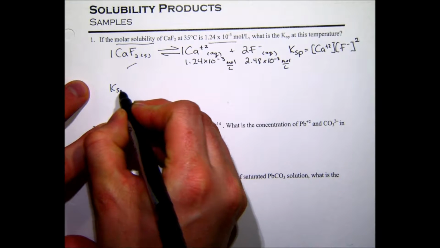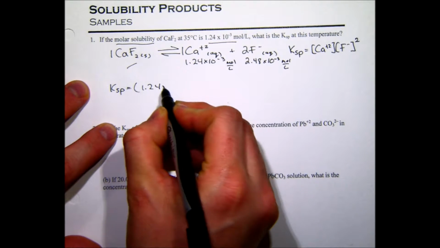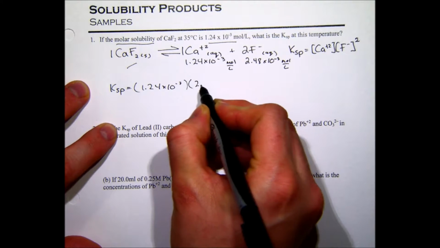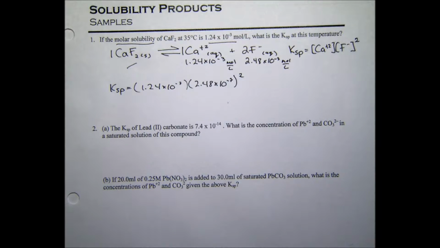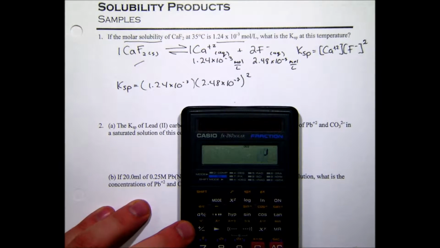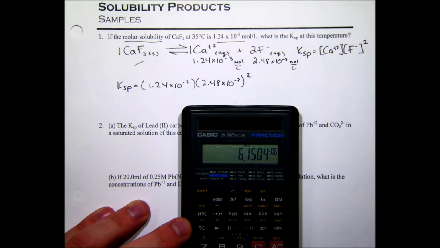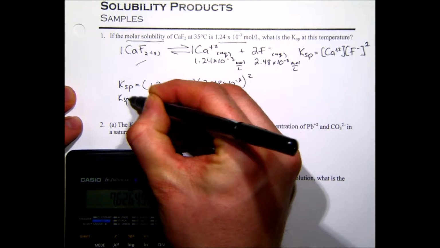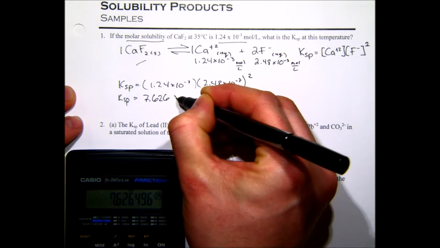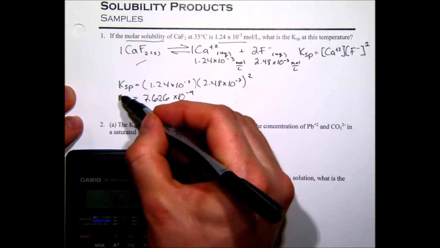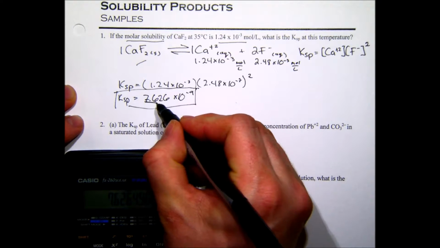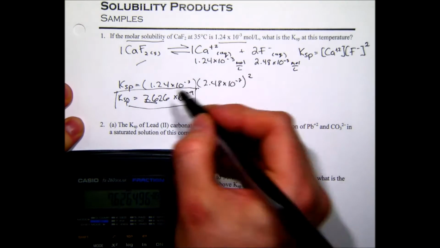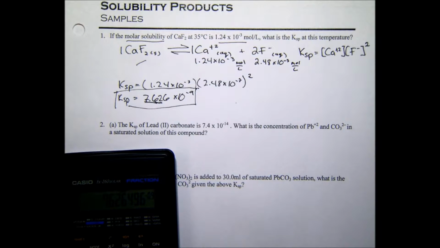So now we solve: 1.24 times 10 to the negative 3, times 2.48 times 10 to the negative 3, and we have to square it. So 2.48 times 10 to the negative 3, squared, times 1.24 times 10 to the negative 3, and I get a KSP value equal to 7.626 times 10 to the negative 9. With significant figures, it's just 7.63. And that's all we're doing.